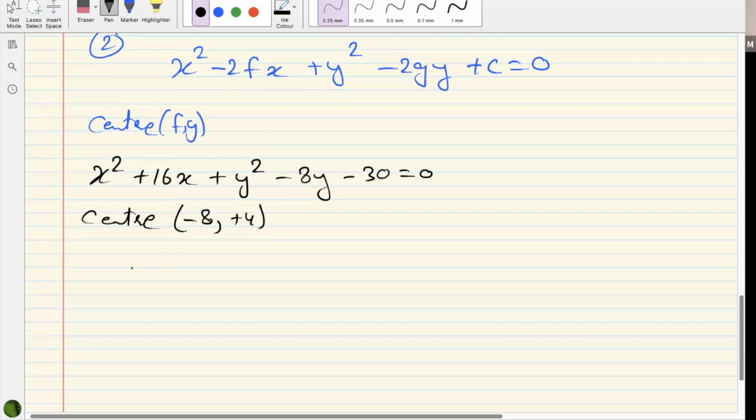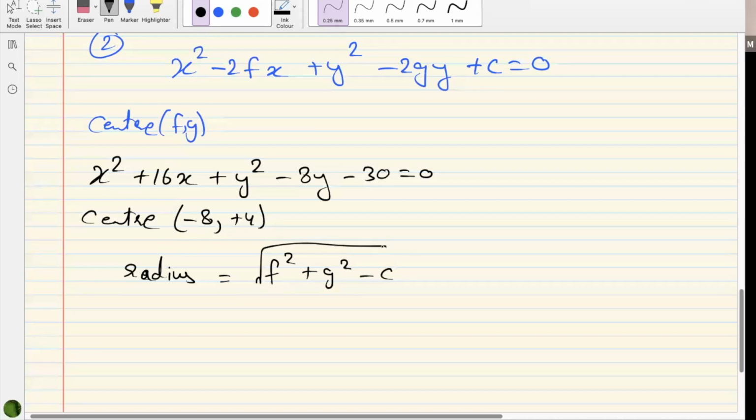And how do you find the radius? The radius is the square root of f square plus g square minus c. Let me just confirm it was negative c.